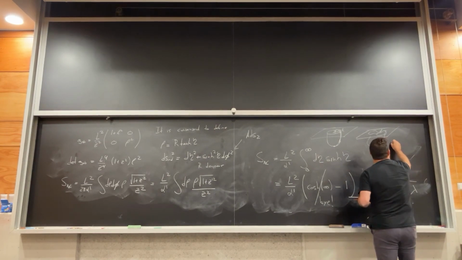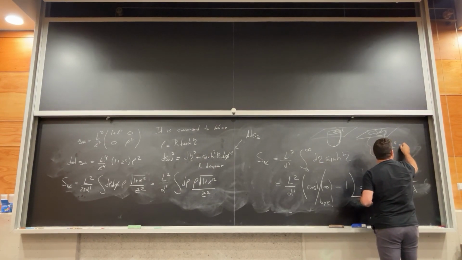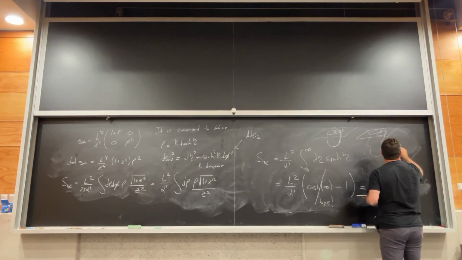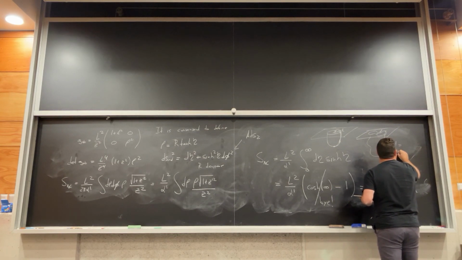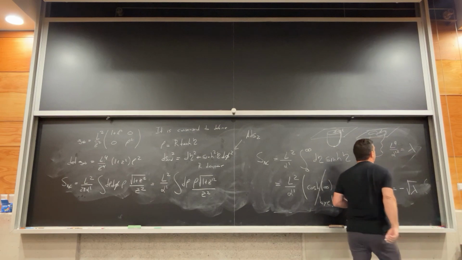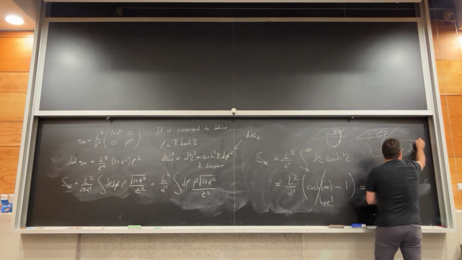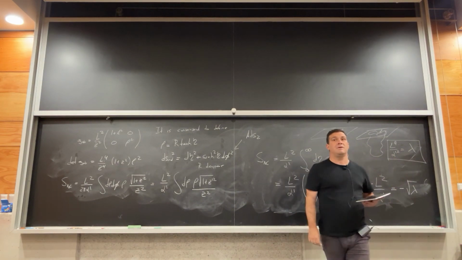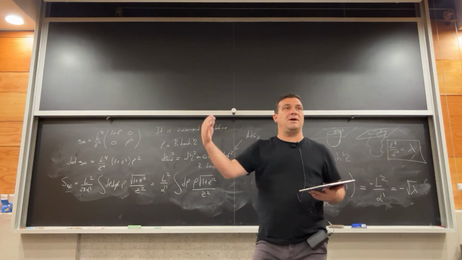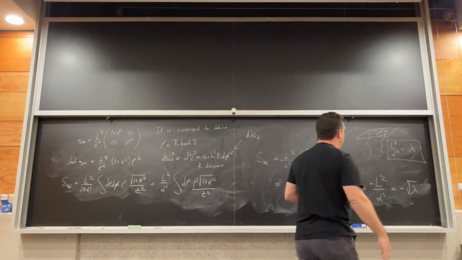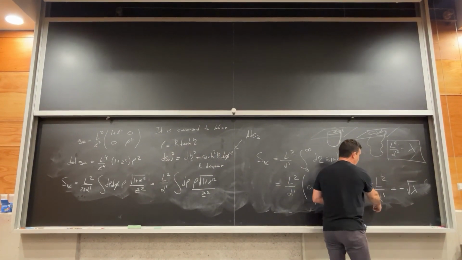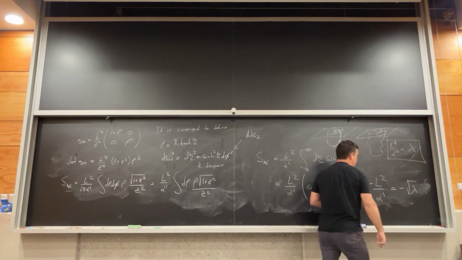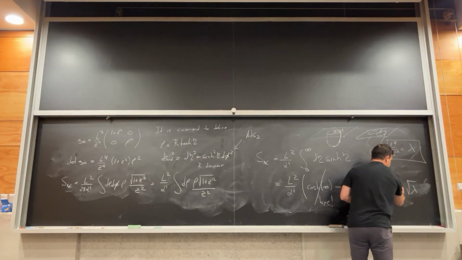I think I wrote it here. So that's part of the dictionary. The parameters on one side are identified with the parameters on the other. So this combination, L squared over alpha prime, is just the square root of this. Right? And importantly, it has a minus sign.